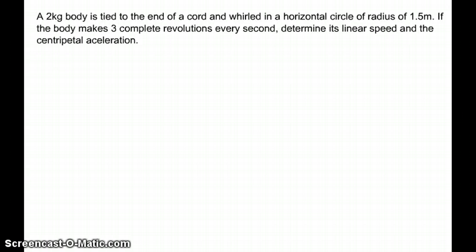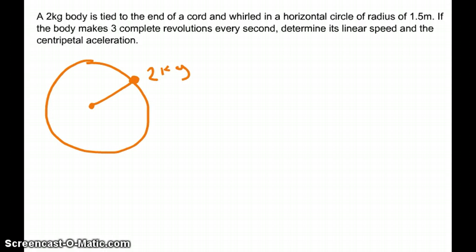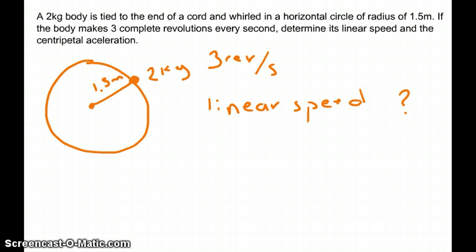So let's go to the next page to have an example of centrifugal acceleration. The first step is to understand the problem. Let's say there's a 2 kilogram body which is tied to the end of a cord, and we roll it in a horizontal circle of a radius of 1.5 meters. If the body makes 3 complete revolutions every second, we have to determine its linear speed, and then we'll have to determine the centrifugal acceleration.